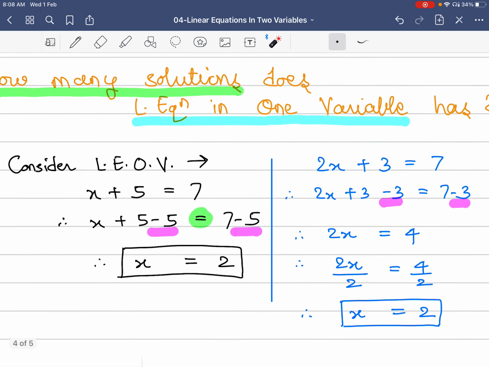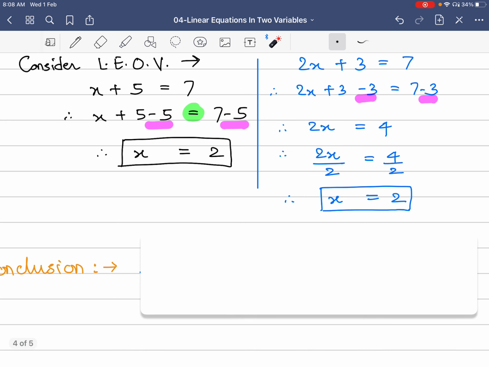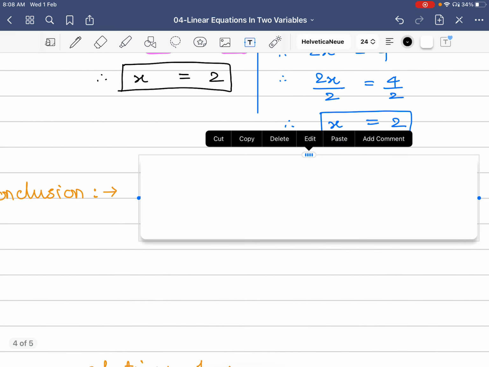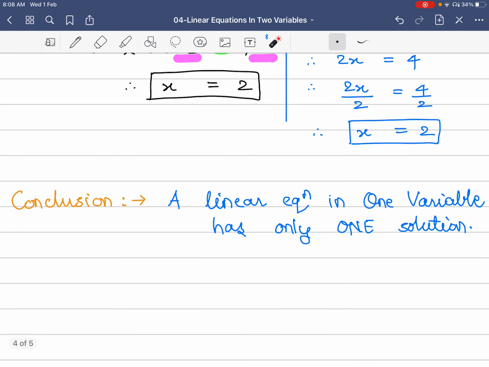So the conclusion is that whenever you have any linear equation in one variable, how many solutions will it have? It will every time have exactly one solution, one answer that will satisfy the unknown variable x. I think that is the same thing I have noted down here. Let's read it out. This is our conclusion: a linear equation in one variable has only one solution. Let's highlight this. Only one solution. This is a very important conclusion.